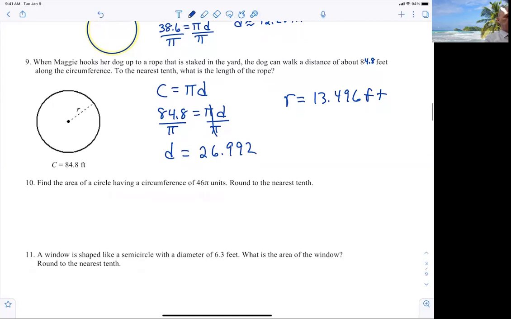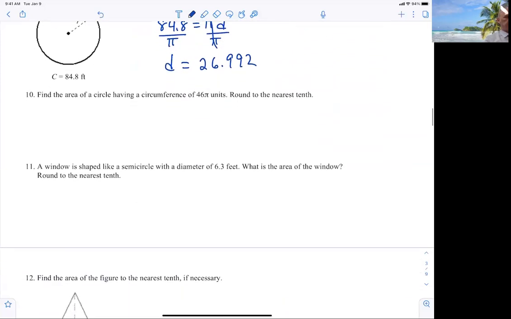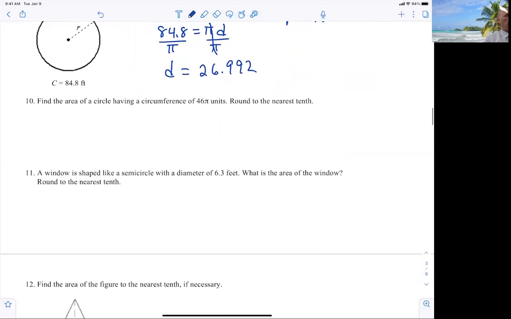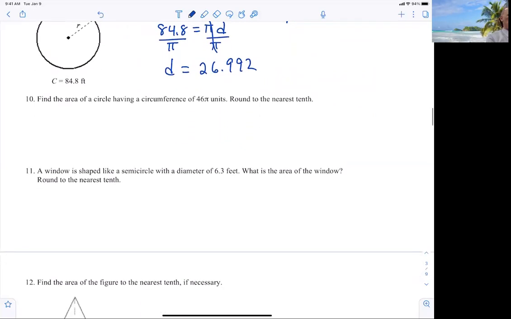Okay, the next one's kind of hard. All right, so read number 10. Find the area of the circle having a circumference of 46 pi. So we're doing number 10 now. Everybody needs to highlight this one. This one's a good one. All right, so we're trying to find the area if we know the circumference.